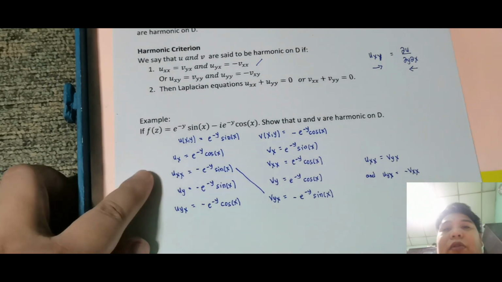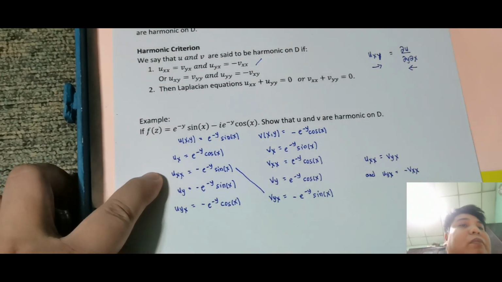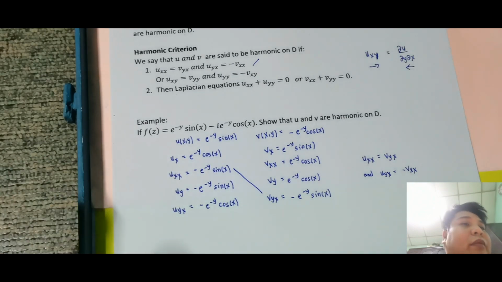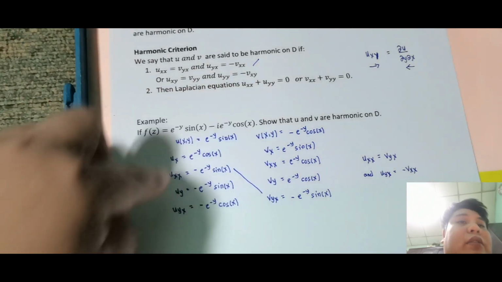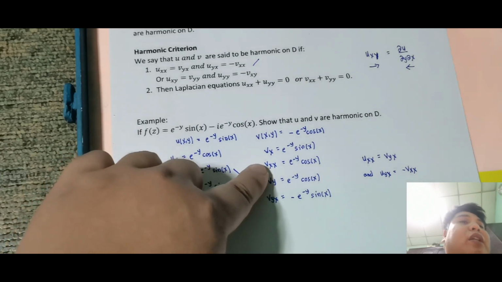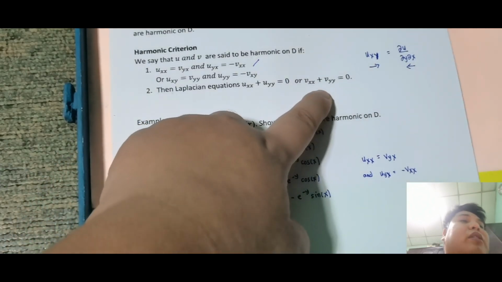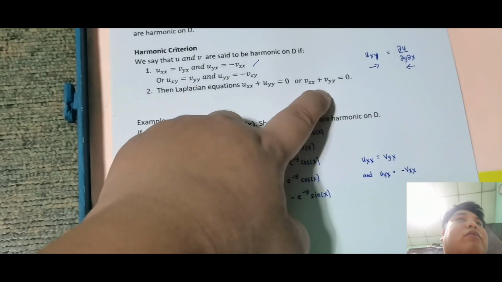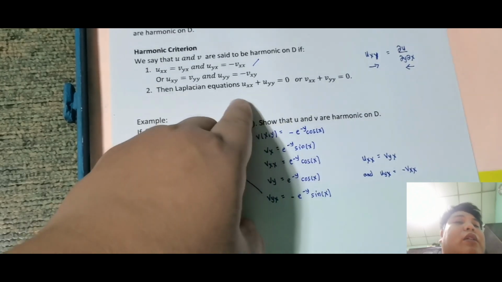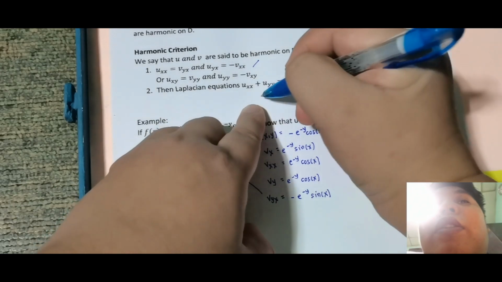Meron tayong partial of u with respect to x, pero wala tayong partial of u with respect to y na dalawa. Okay, so kasi nga, andito lang eh. So, meron tayo nito, partial of b with respect to x, pero kailangan din yan ng double y, doon sa partial derivative of b with respect to y and y. Okay, so meaning, ito na lang kukunin ko.